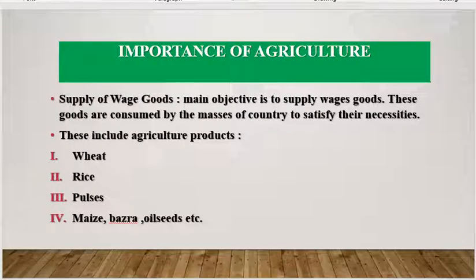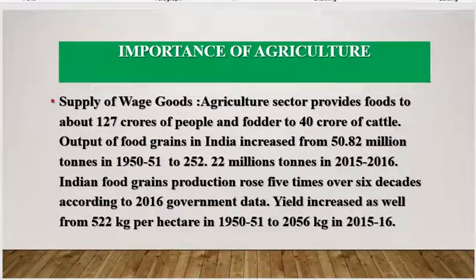Supply of wage goods. The main objective is the supply of wage goods. Wage goods are those goods which are consumed by the masses of the country to satisfy their necessities. They include agriculture products: wheat, rice, pulses, maize, bajra, oilseeds, etc. The agriculture sector provides food to about 127 crore people and fodder to 40 crore cattle.